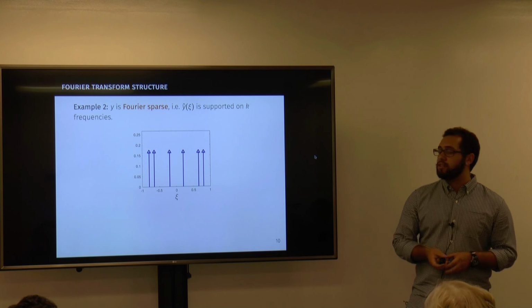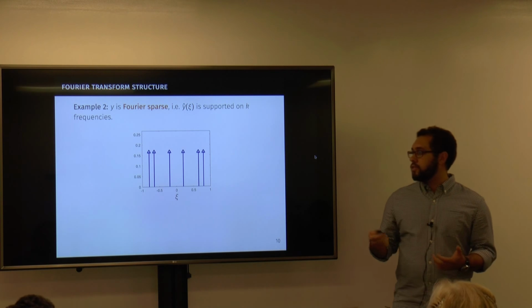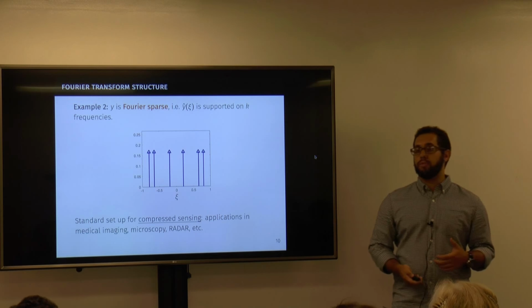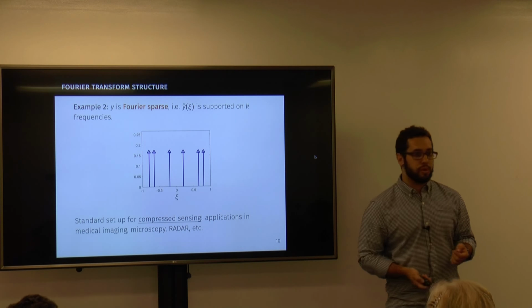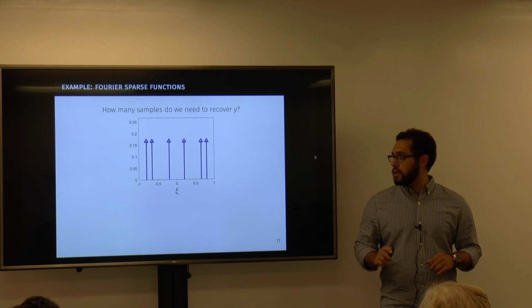OK, so that's one way to constrain your signal. What are other ones we're familiar with? In computer science and engineering, you often see sparsity constraints on the signal. You assume that it's represented as the sum of a small number of frequencies. So this is the standard setup in compressed sensing and sparse recovery.